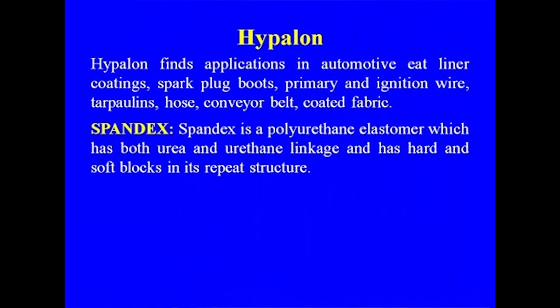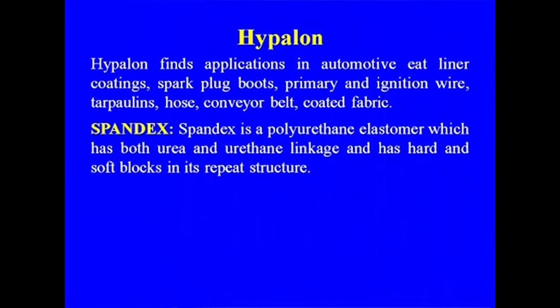Another class of the synthetic rubber is spandex. Spandex is a polyurethane elastomer which has both urea and urethane linkage and has hard and soft blocks in its repeat structure.